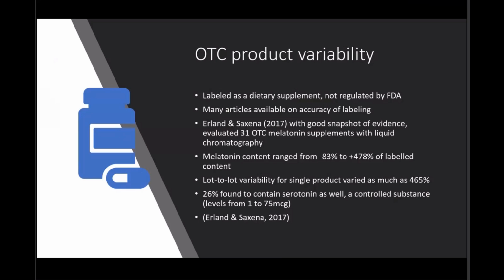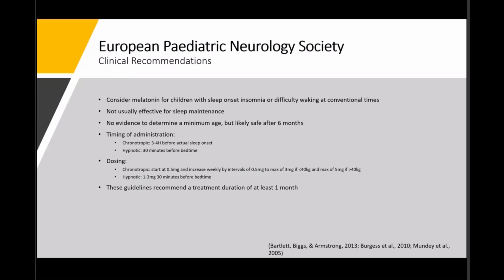So for that reason, it's recommended that you use pharmaceutical grade if you're going to use it in children, just so you know what you're actually dosing them with. Some of them had serotonin in the over-the-counter formulations as well. The European Pediatric Neurology Society does have a clinical practice guideline as well. It recommends considering melatonin for children with sleep onset insomnia or difficulty waking at conventional times.